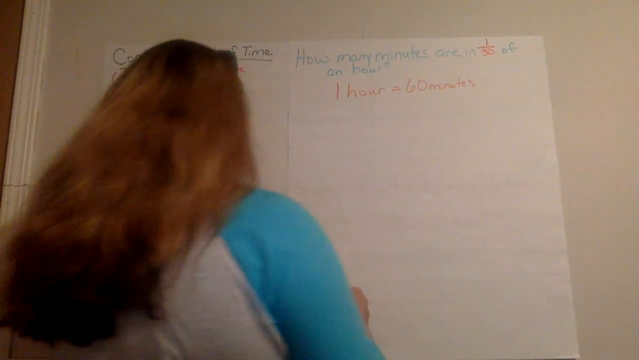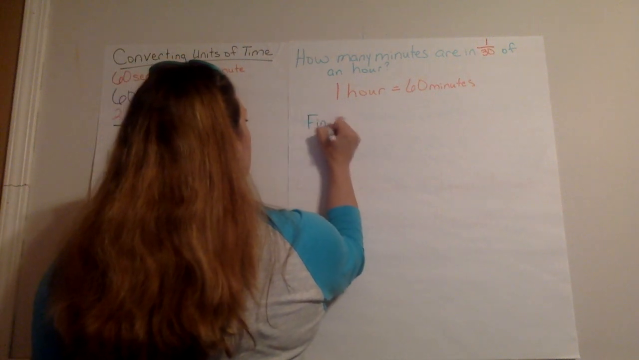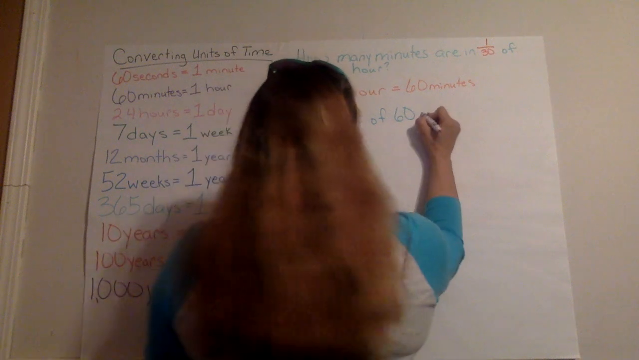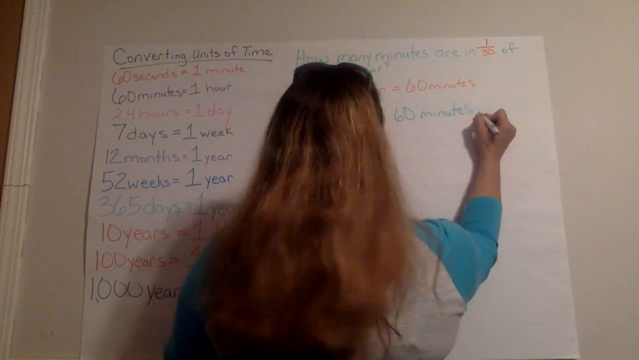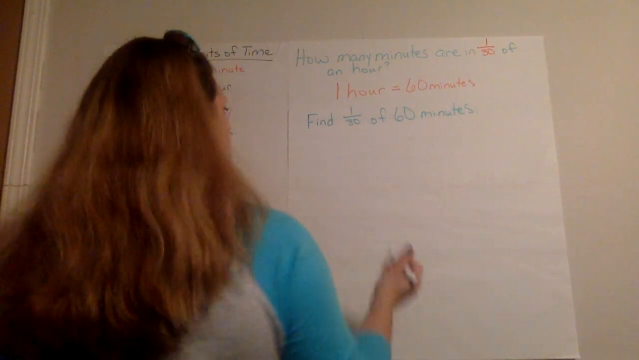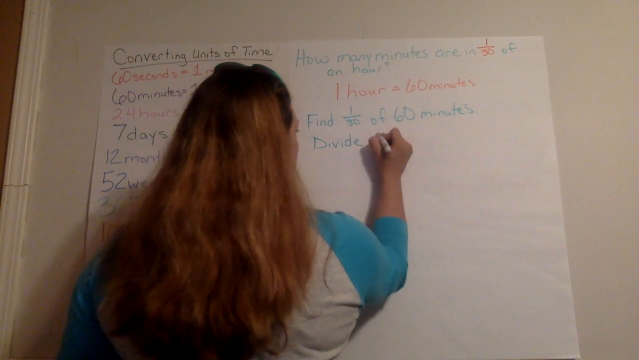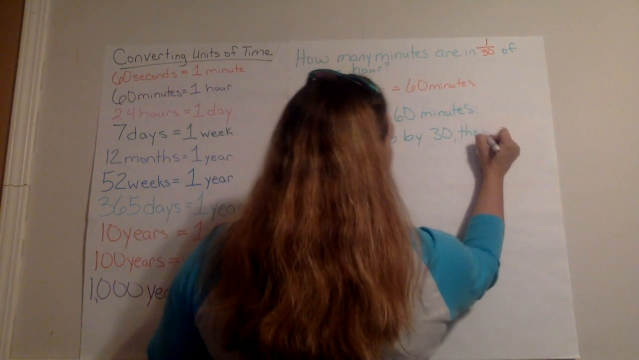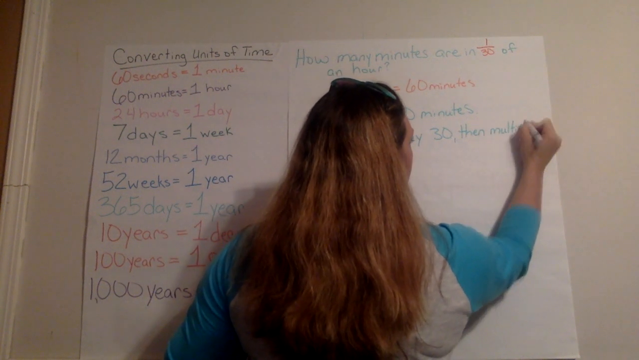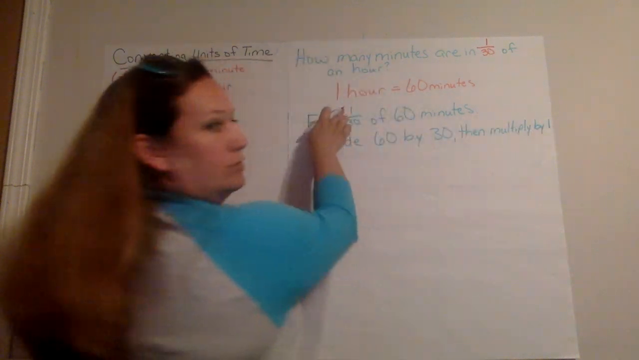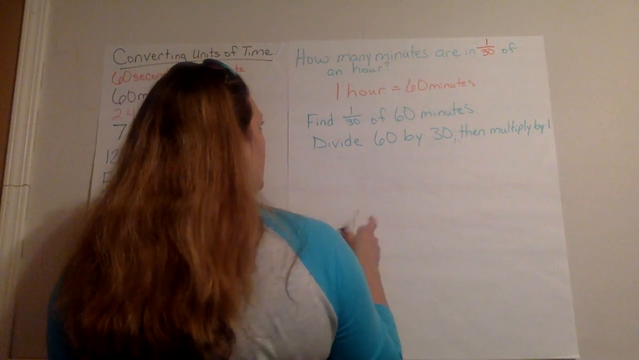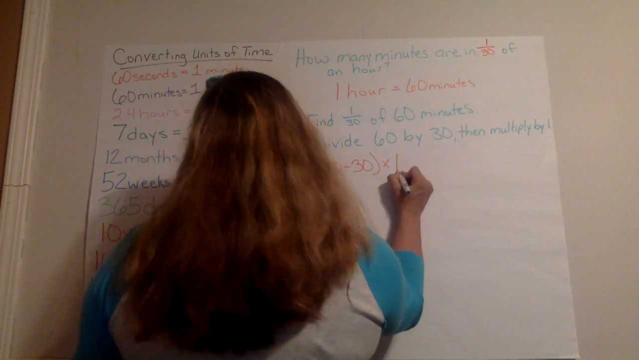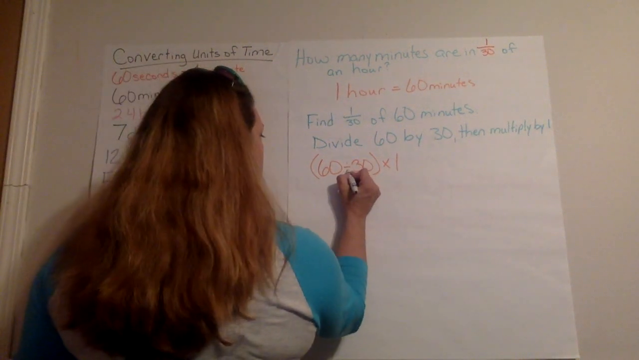And if we know 1 hour is 60 minutes, we're going to find 1/30 of 60 minutes. Okay? To do that, we're going to have to divide. So we're going to divide 60 by 30. Then multiply by 1. See, it's got a 1 on top, so we're going to multiply by 1. So it's going to look like this. If I wrote it out, it would be 60 divided by 30 times 1.